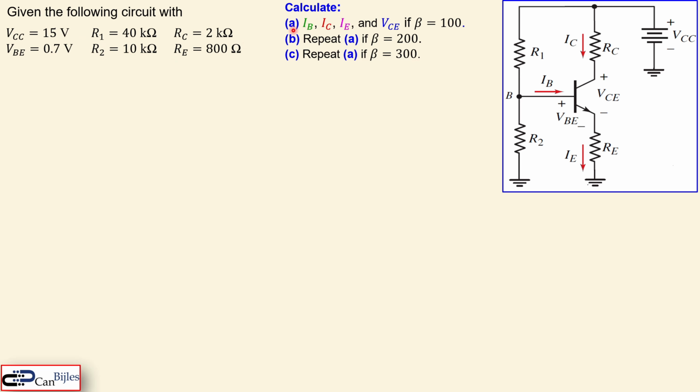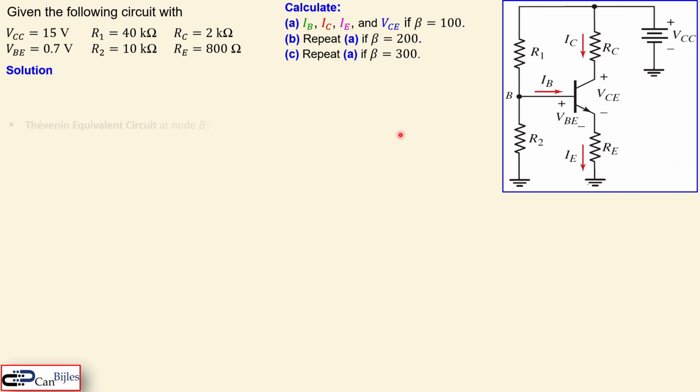What we would like to calculate is the IB, the base current, the collector current, and the emitter current, and also the VCE, which is this voltage, for the condition when the beta is 100. Now in question B, we repeat A, but then changing beta to 200, and in question C, we make it 300. So we see now 3 conditions for beta, and that will be then done for these 4 unknowns. So let's look at the solutions.